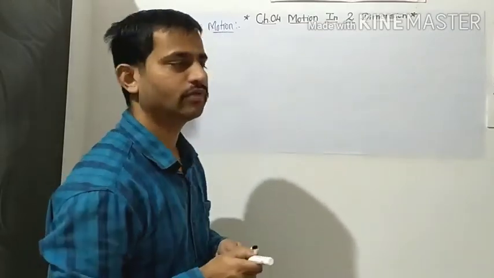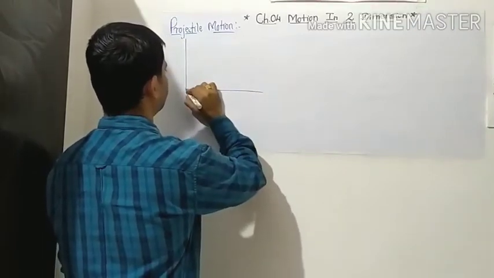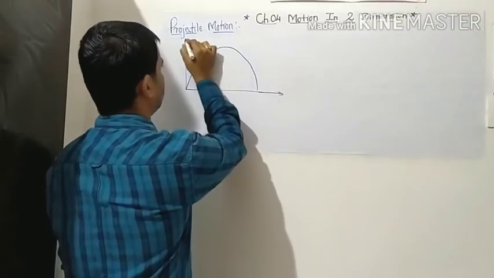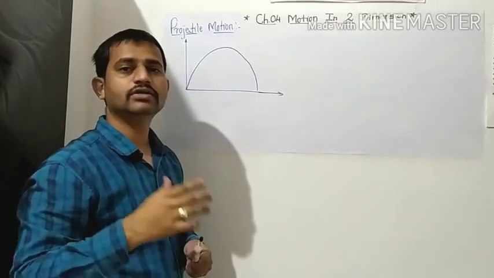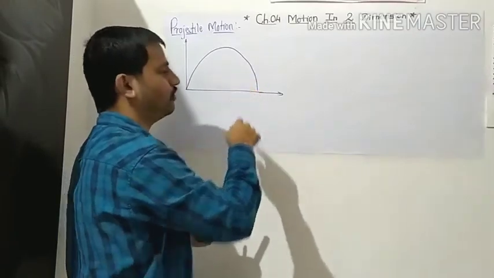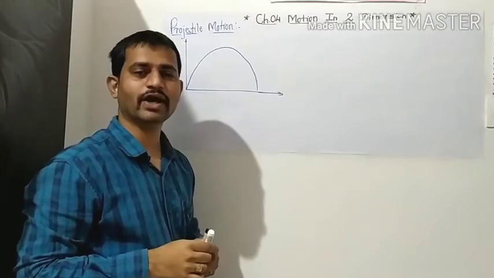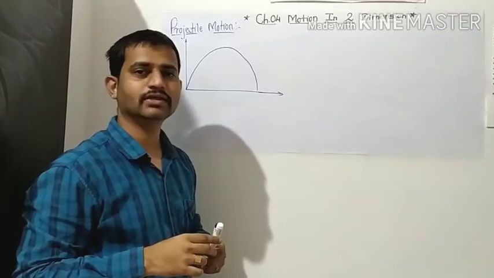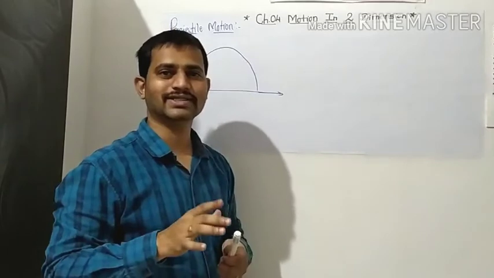Suppose we throw an object in this direction. What is happening here is that the object follows a projectile path, and this path followed by the object is known as the trajectory path. This is the trajectory profile followed by the object. This type of motion is projectile motion, in which the object follows the trajectory path.